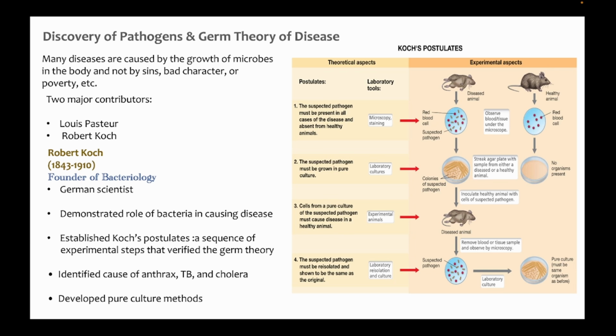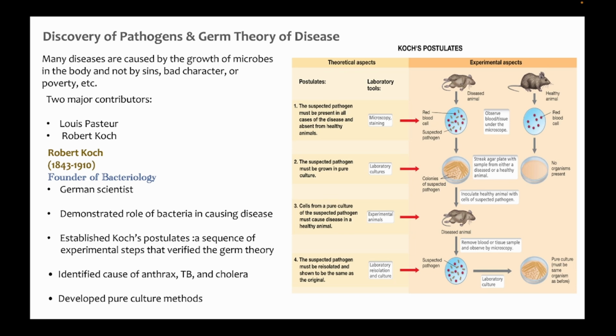The first is the suspected pathogen must be present in all cases of the disease and absent from healthy animals. So you sample the healthy, you sample the ones that are sick. The ones that are sick must have the same pathogen, the same bacteria. The ones that are healthy shouldn't have the bacteria. So that's the first rule.